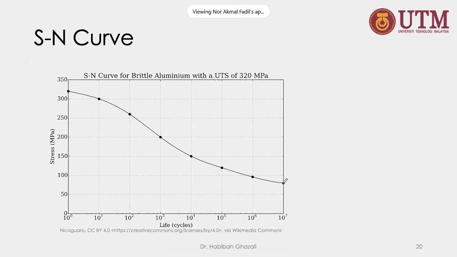Endurance limit, meaning that unlimited cycle number, very low load. So that will be safe forever. Okay, so this is the fatigue limit. So if you apply a load lower than this one, it will be safe. Okay.